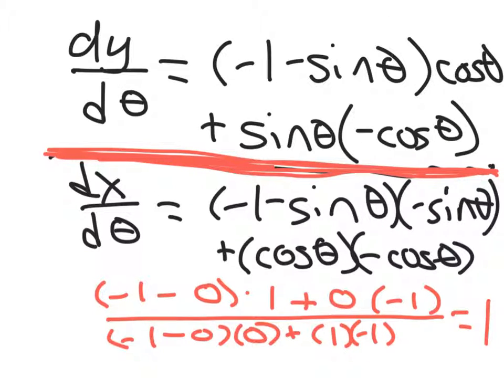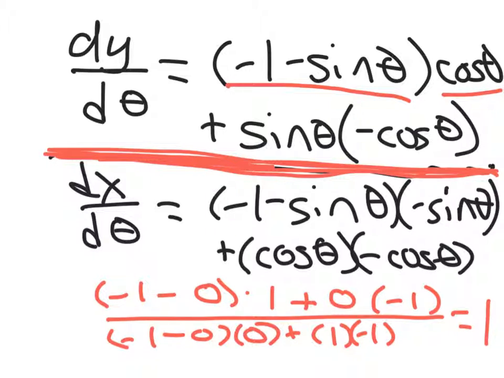Now we take the derivative of y, and since we have a product, we're going to use the product rule. The first was -1 minus sine theta, and the second was sine theta. So first times the derivative of the second, the derivative of sine being cosine, plus the second function, sine theta, times the derivative of the first. The derivative of the -1 is 0. The derivative of negative sine theta is negative cosine theta. So that gives us dy/dθ.